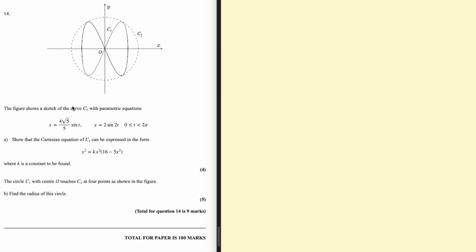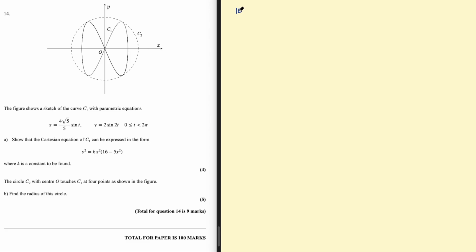Question 14 gives us this graph, and it says the figure shows a sketch of the curve C1 with parametric equations x equals 4 root 5 on 5 sine t and y equals 2 sine 2t, where t is between 0 and 2 pi. Part A says show that the Cartesian equation of C1 can be expressed in the form y squared equals kx squared times 16 take 5x squared, where k is a constant to be found.